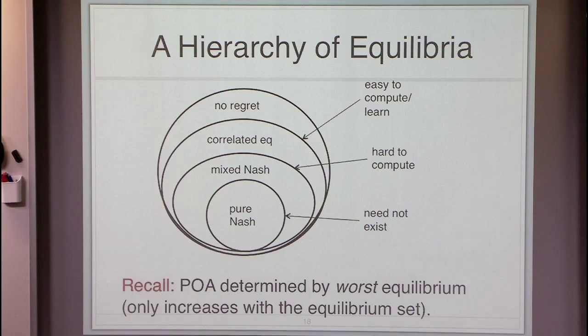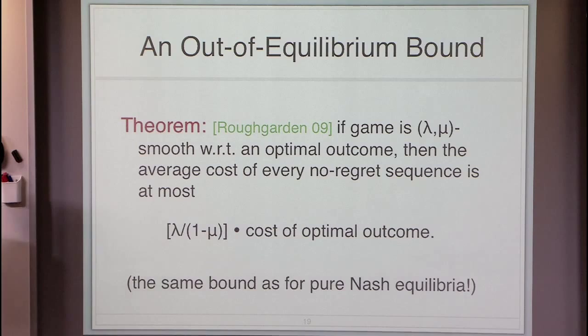Okay, so let me prove to you the following results. So this is the connection. I told you about the smoothness condition, and I didn't tell you why you should care. Why is it interesting if a game satisfies the smoothness condition? I just said this is satisfied by many existing price of anarchy proofs. So here's the reason why you should care.